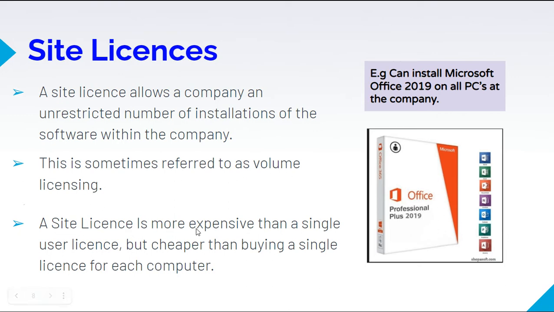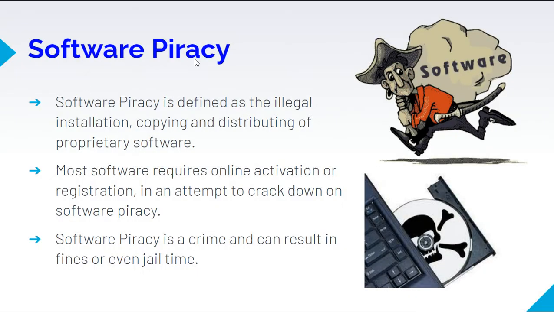A site license is more expensive than a single user license, but it is cheaper than buying a single license for each computer. So instead of buying 30 individual licenses, buying a site license will save you a lot of money. You can then install this version of Microsoft Office on all PCs at the company, and everyone will get all those software programs.